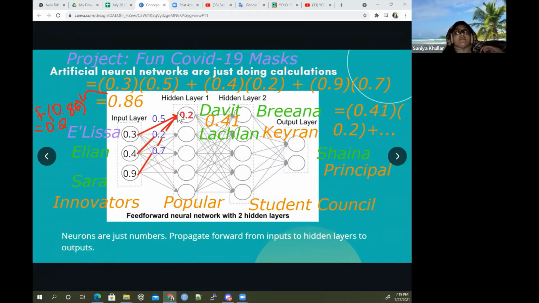Alyssa could be maybe closer with Lachlan, or maybe Elian is closer to Lachlan. So whatever Lachlan gets might be different from what David gets. And you see that if the closeness between David and Brianna is something else, like instead of 0.41, if it's 0.44, then this will be 0.44 times 0.2. Do you guys see that? It's like a domino reaction.